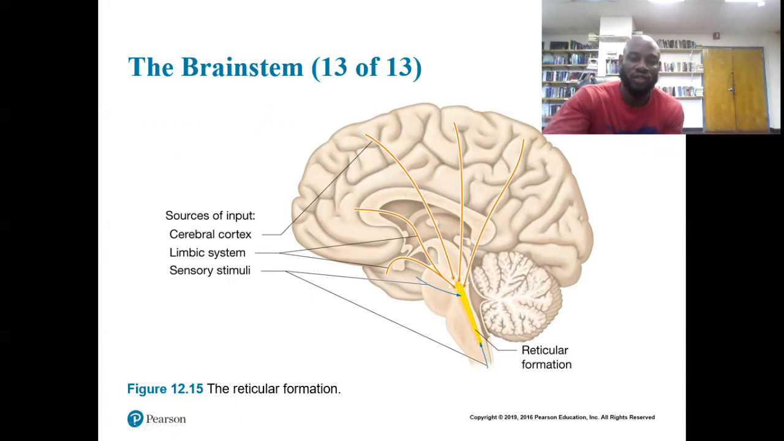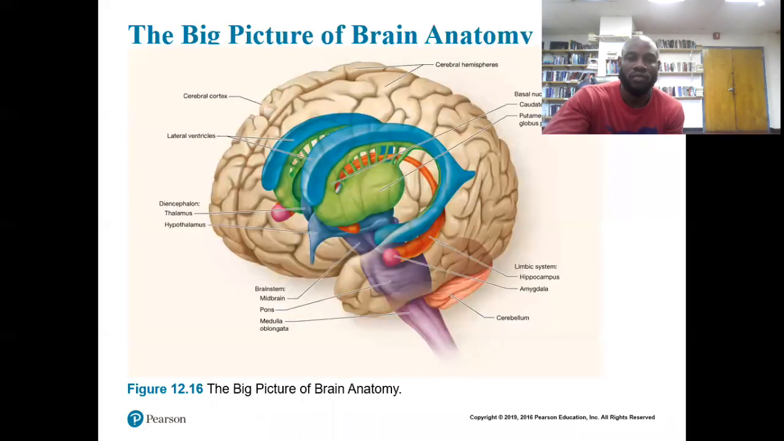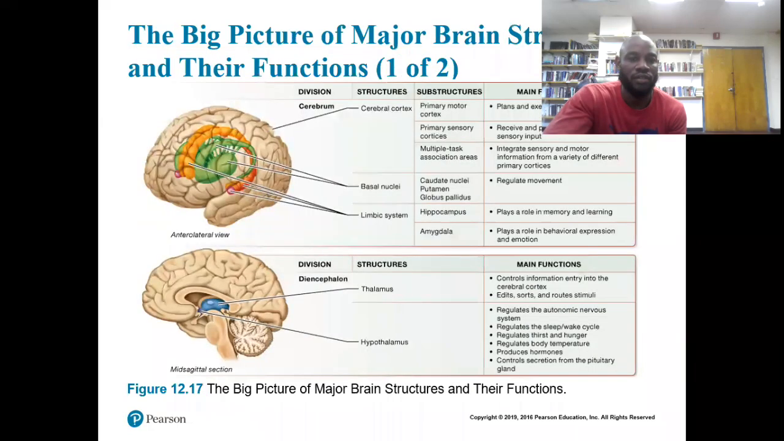Reticular formation. It's a big picture, putting it all together. Your cerebral cortex, your cerebellum, your brainstem, your diencephalon, your basal nuclei, putting it all together. Their major functions in a chart. There's definitely, like I said before, you'll see some overlap in the functions.